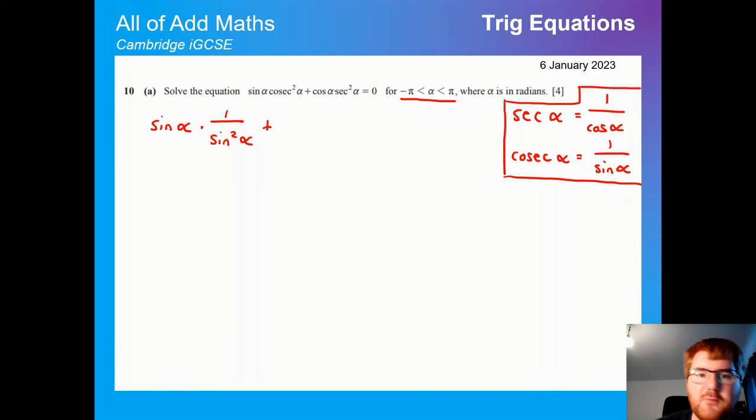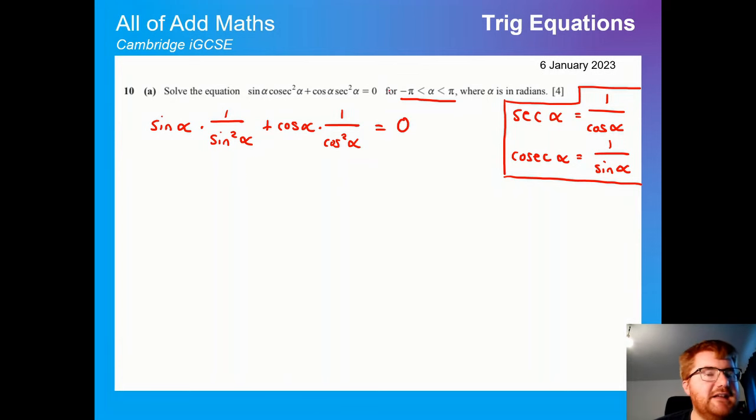And we're going to do the same with this over here. So we've got cos alpha. And then remember, sec squared alpha is going to be equal to 1 over cos squared alpha. So I'm going to use the dot here for multiplying. So 1 over cos squared alpha. And that's equal to 0.